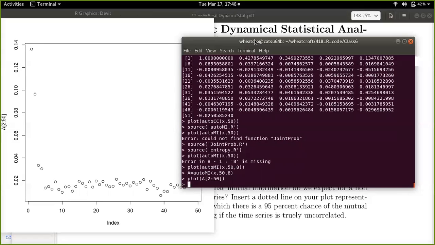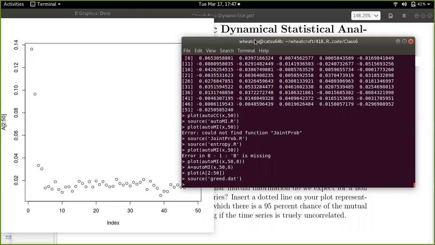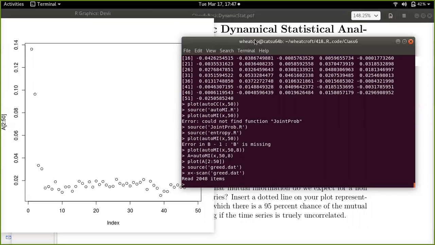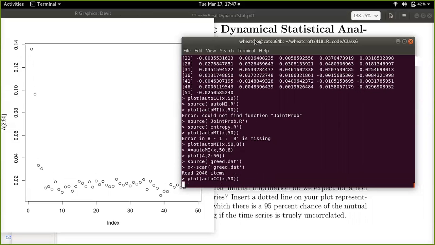So we looked at this greed data set, so let's read that in. Oh, sorry, it should be scan. So we scan that in. Okay, so again we can plot the autocorrelation. We should be able to go up and find that again without typing it out again.